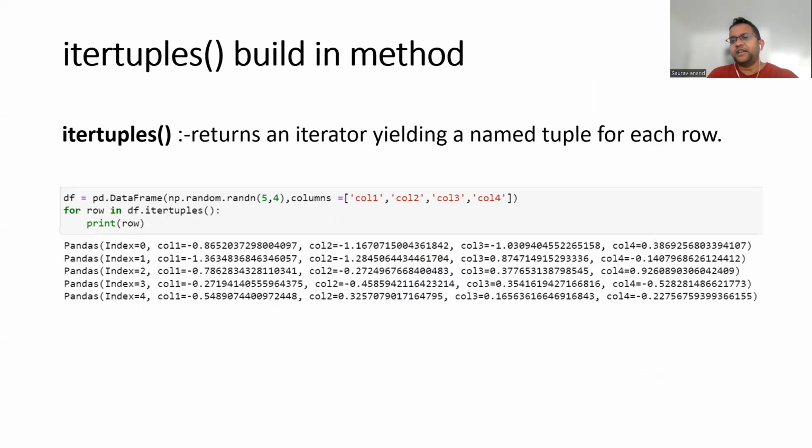The other method is the itertuples method, which returns an iterator yielding a named tuple for each row.